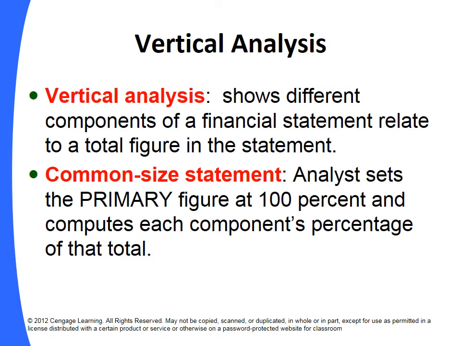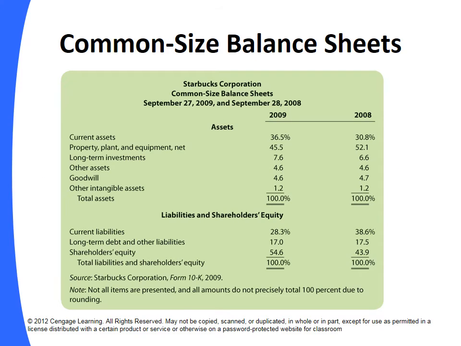Vertical analysis looks at the components of a financial statement and how they relate to a specific total figure. One measure of vertical analysis is common size statements. Vertical, by the way, means up and down. Horizontal analysis, of course, was going from side to side. On this balance sheet, total assets, and stockholders' equity and liabilities are 100%.